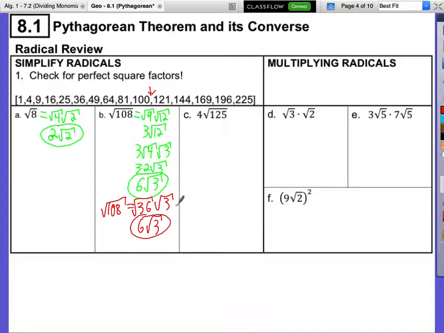Could you just take a really small number like 108 divided by 2 or 108 divided by 3 and just go from there? Sure. That sounds like a lot, but that would work.